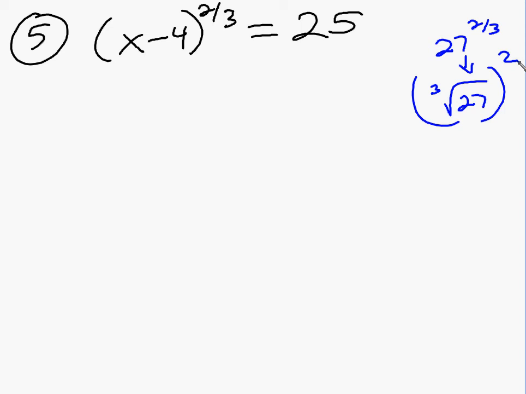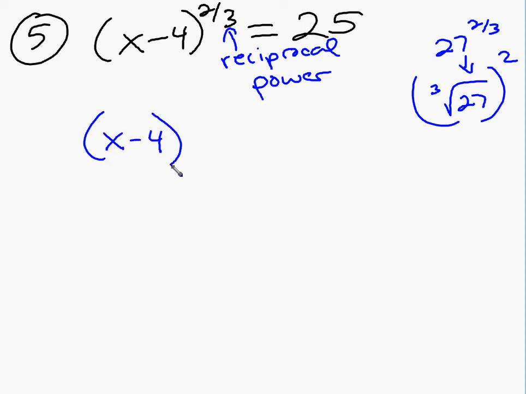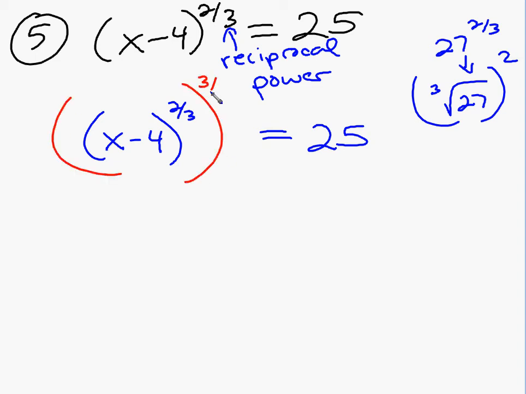We want to get rid of that power. So to do that, we are going to use the reciprocal power of that thing, and we're going to raise both sides to that reciprocal power. Let's see how this works. I have x minus 4 to the 2/3. I'm going to raise both sides to the 3/2 power.